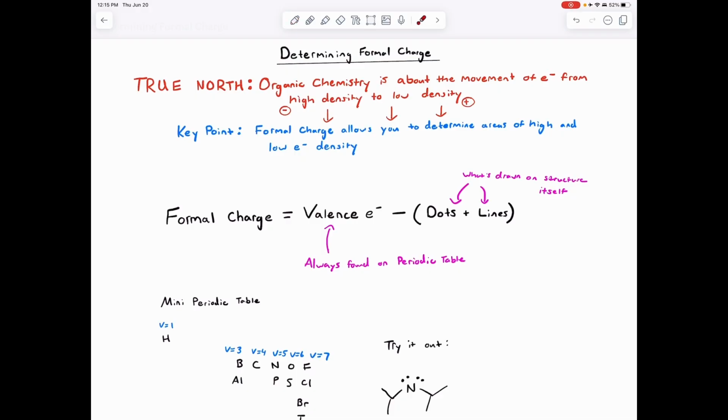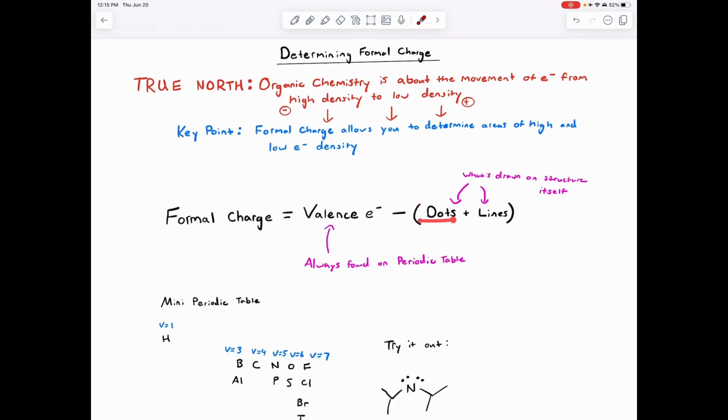Okay, and so one major place where I differ from how formal charge is usually taught is the formal charge formula that you're usually given by professors is just really wordy and dumb, and it overcomplicates it. The way I like to view it is formal charge is equal to the number of valence electrons that whatever element you have has. The way that you find the number of valence electrons is always on the periodic table. And then you subtract the number of dots and lines that are surrounding that atom.